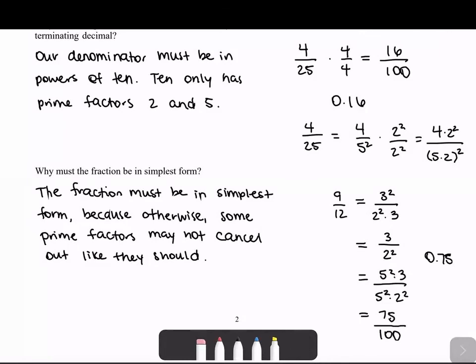Okay, so that's about all I had to say for terminating decimals. There are more examples in the book on page 249, but in the next video, we're going to start talking about ordering decimals on a number line.